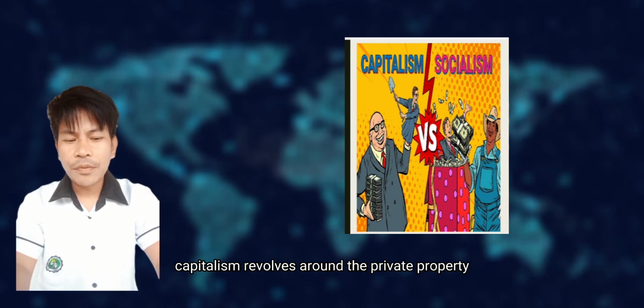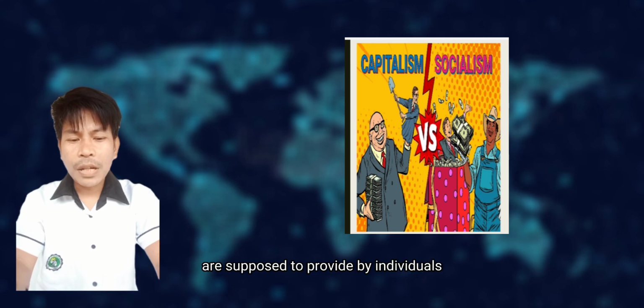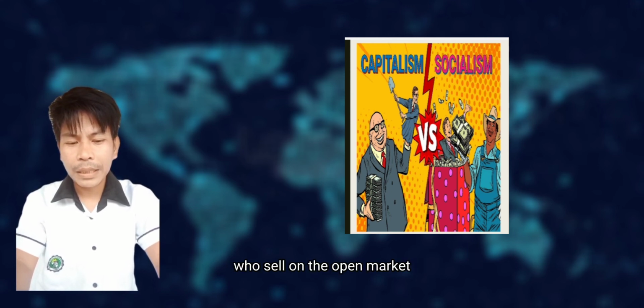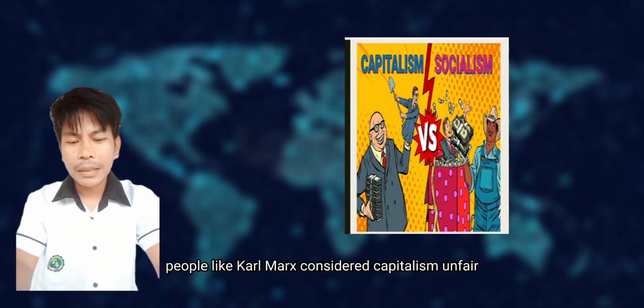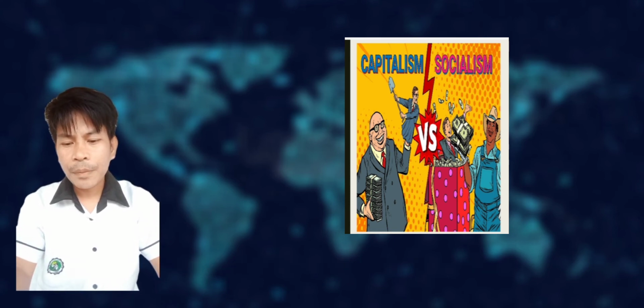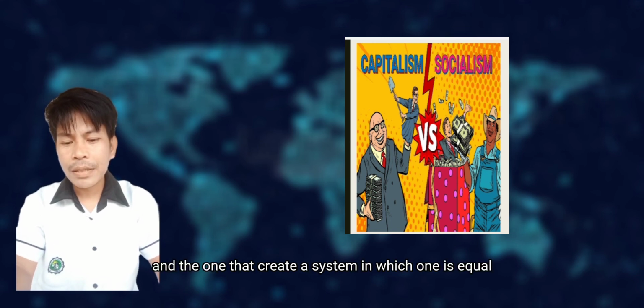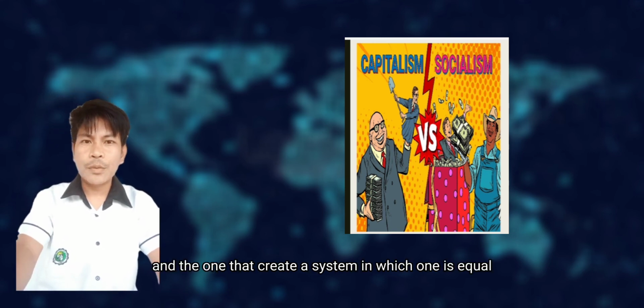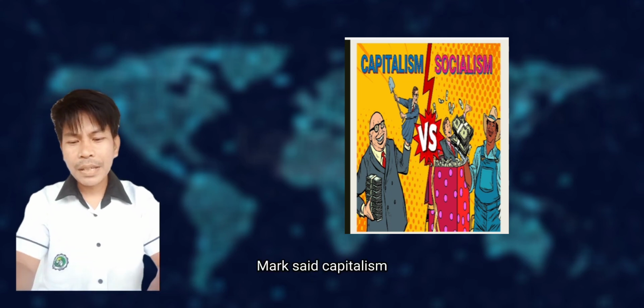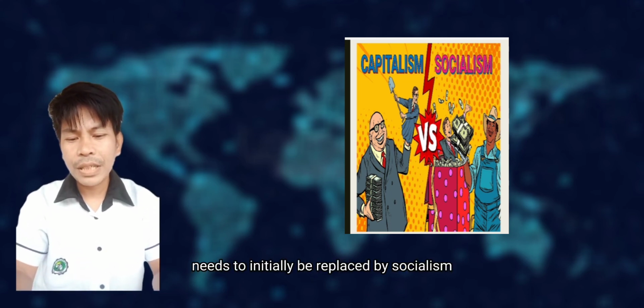Next is capitalism and socialism. Capitalism revolves around private property, where products and services are supposed to be provided by individuals who sell on the open market based on supply and demand. However, people like Karl Marx considered capitalism unfair towards the average worker and wanted to create a system in which everyone is equal. Marx said capitalism needs to initially be replaced by socialism.